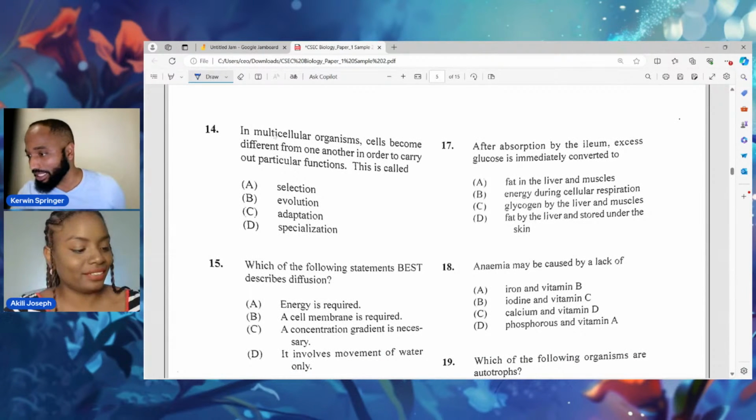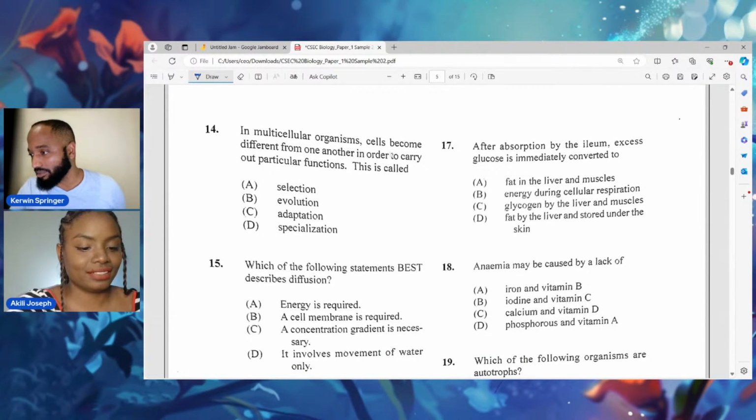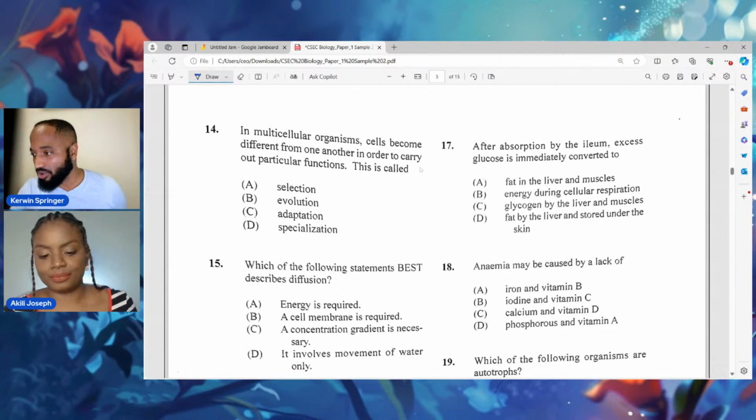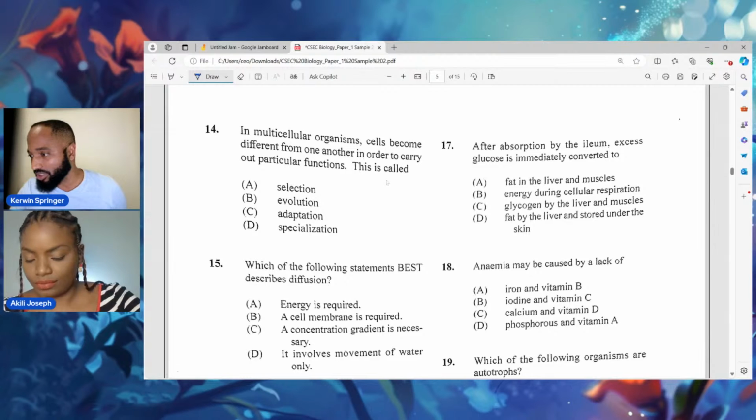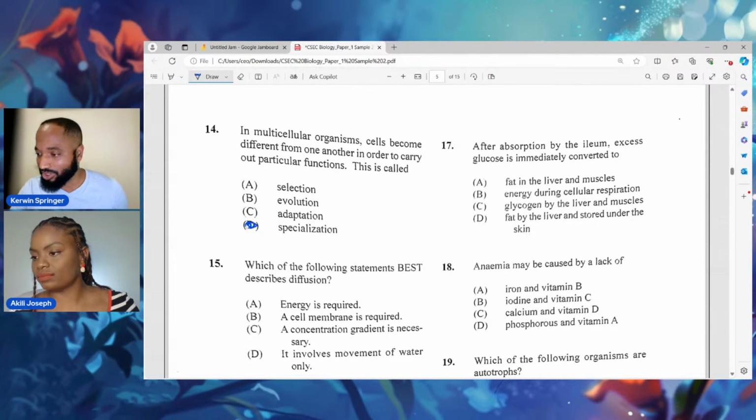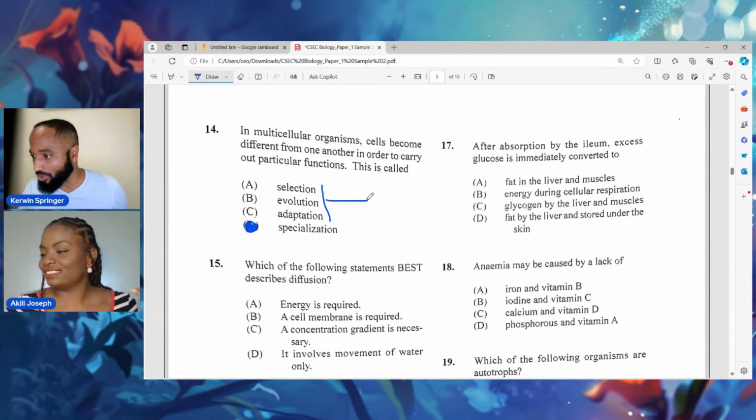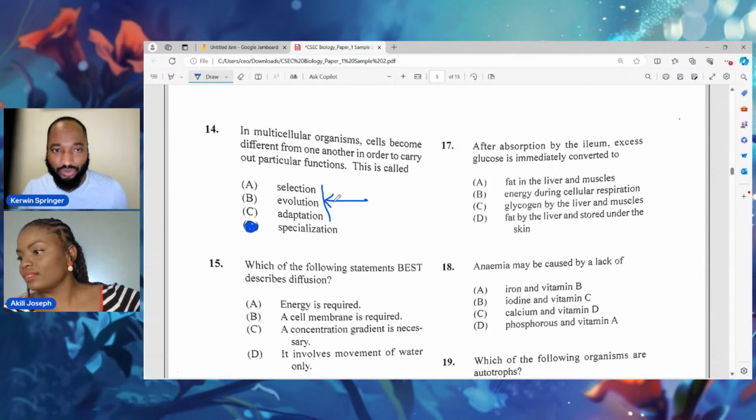In multicellular organisms, cells become different from one another in order to carry out particular functions. This is called specialization. Oh gosh, we cooking. All of these are not talking about cells, he's talking about the whole organism, right? All of these would refer to the whole organism, not the cell.